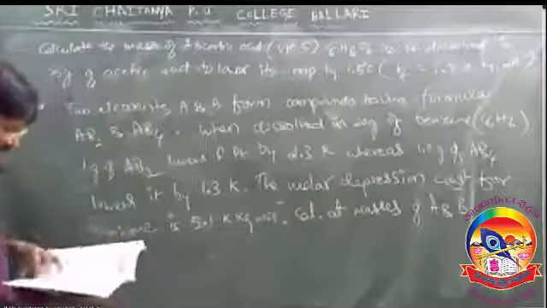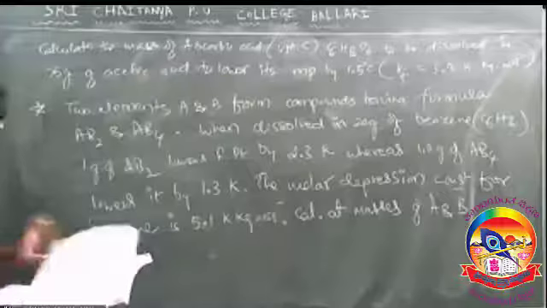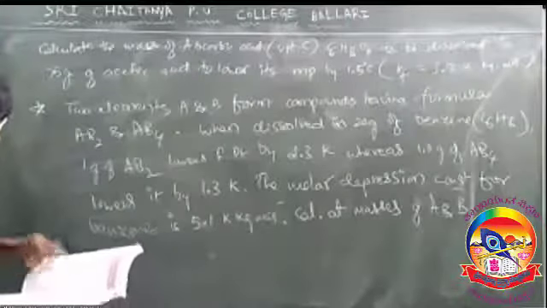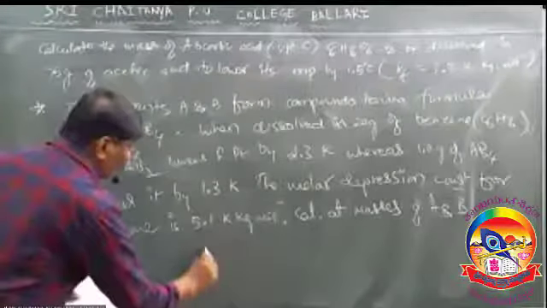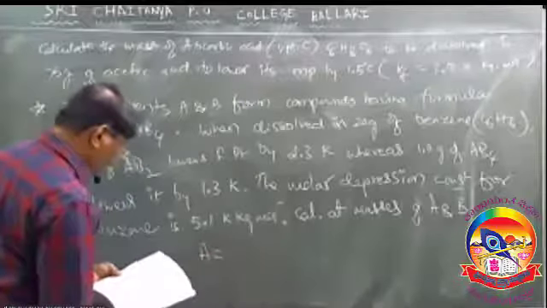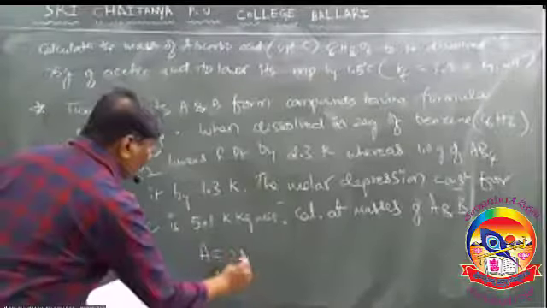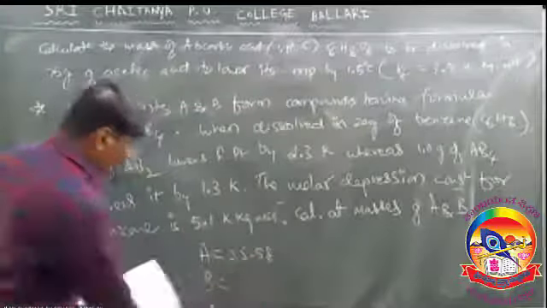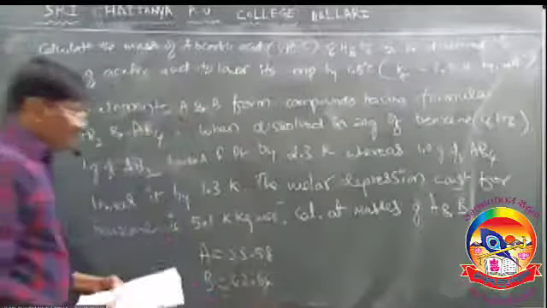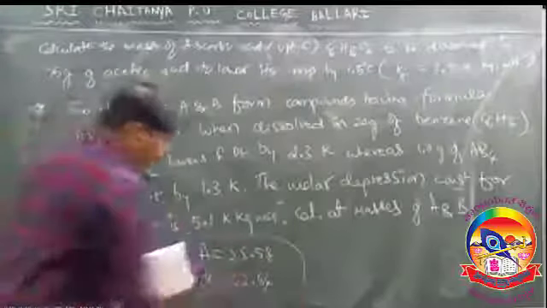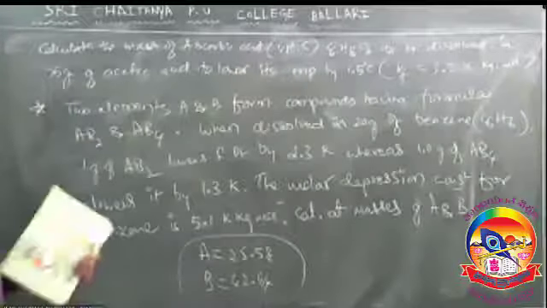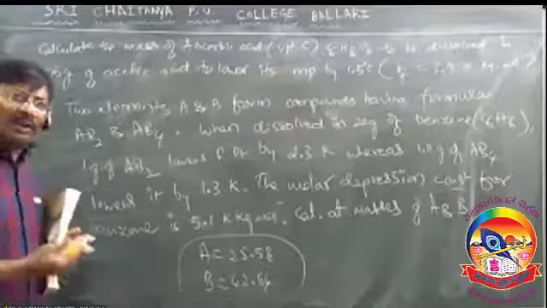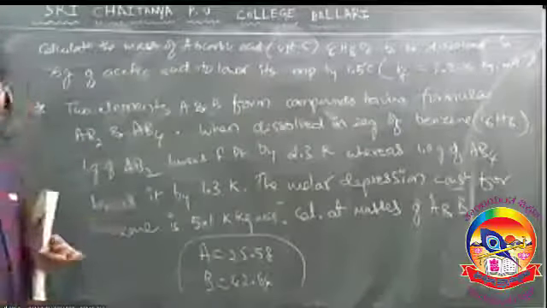Okay. Let me give the answer for this also. 2.21, they have given the answer: A is 25.58 and B is 42.64. You should get these answers as per the textbook. You try for them. If you don't get this, I will do it on the board.